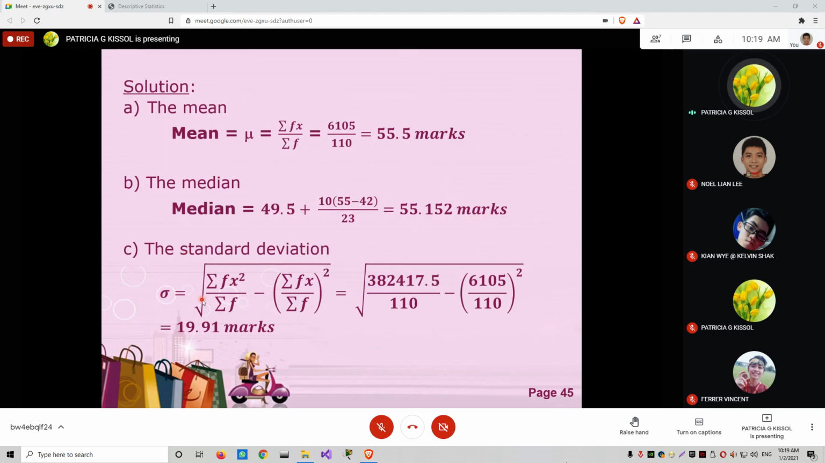And the standard deviation, just put all the values into the formula. Take note, summation of f is 110. And we get the value of standard deviation as 119.91. So is that clear? Any question, class? Any question?